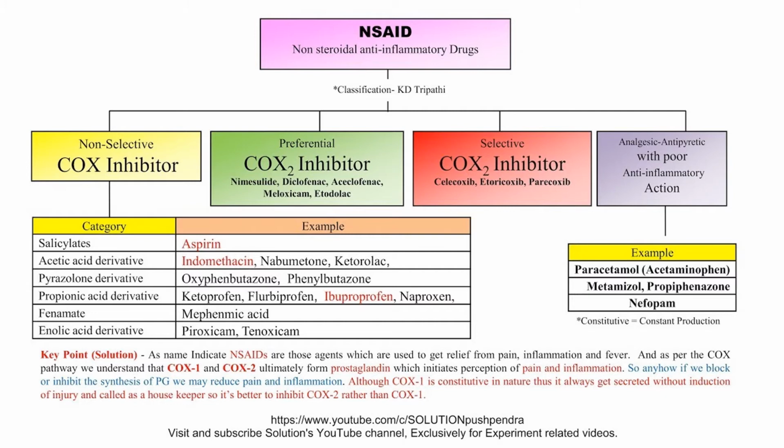oxyphenbutazone, phenylbutazone, and propionic acid derivatives: ketoprofen, ibuprofen, and naproxen. And fenamates, mefenamic acid, and enolic acid derivatives like piroxicam and tenoxicam. In preferential COX-2 inhibitors, the examples of drugs are nimesulide, diclofenac, aceclofenac, meloxicam, and selective COX-2 inhibitors are celecoxib, etoricoxib, and analgesic antipyretics with poor anti-inflammatory action like paracetamol, propyphenazone, and naproxen.